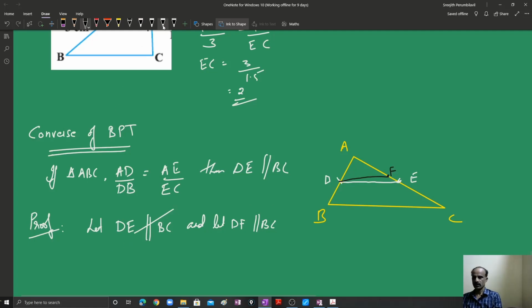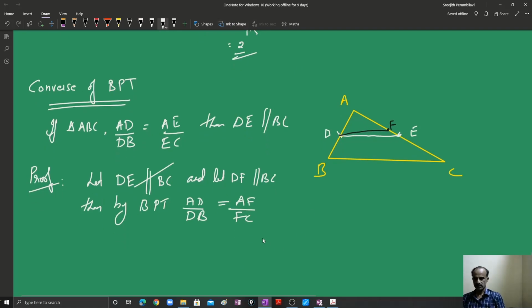Okay, then what happens? If DF is parallel to BC, then by BPT, AD by DB is equal to AF by FC. This is relation number 1. But what is given? It is given that AD by DB is equal to AE by EC. Relation number 2.